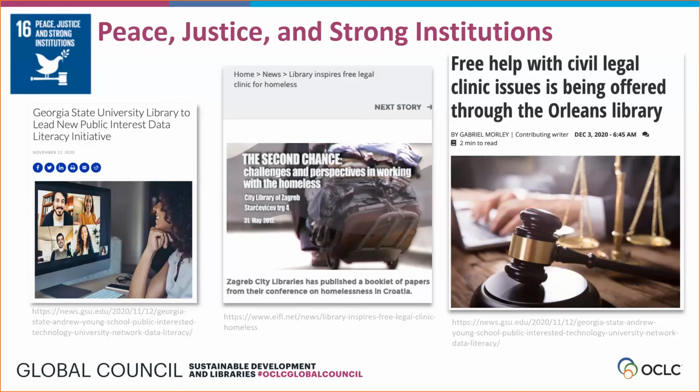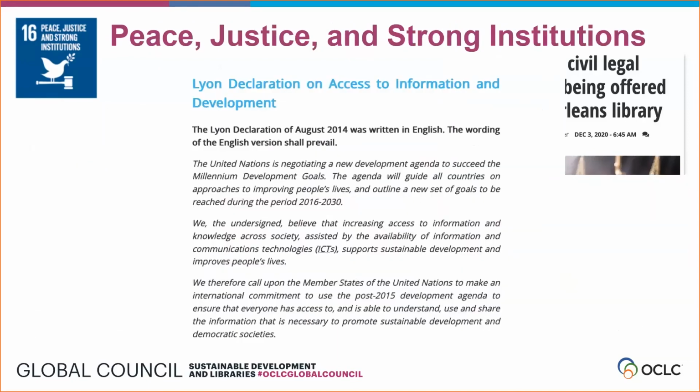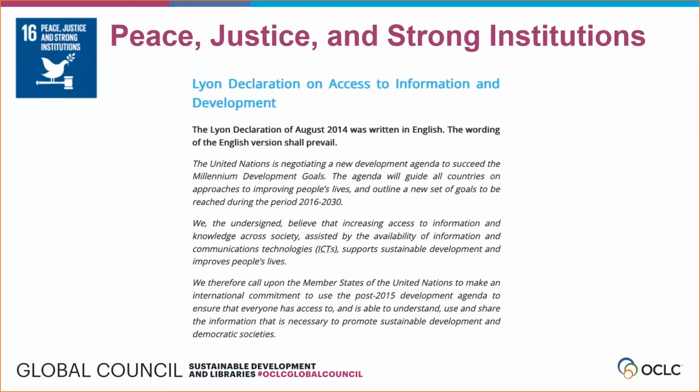Subgoal 16.10 is to ensure access to information and protect fundamental freedoms. One critical part of this is information literacy, and libraries play a crucial role in information literacy education. The example that I have here on this slide is from Georgia State University, but this happens at libraries worldwide. While libraries have been involved in virtually all of the goals, this is one where libraries have been most explicitly involved in, seeing access to information as one of their primary objectives.